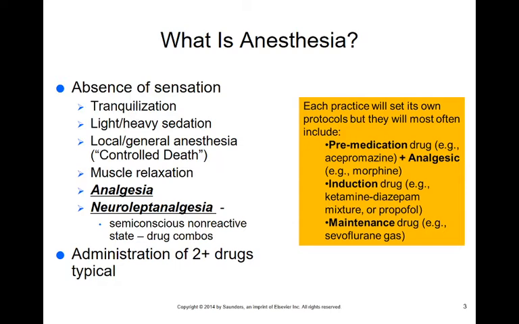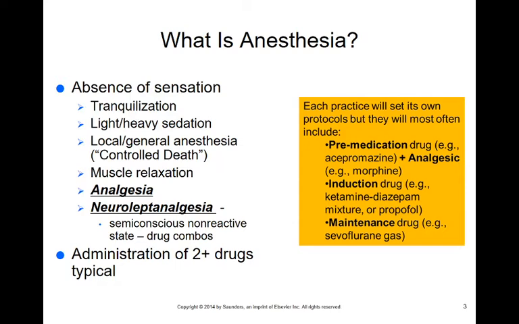Each practice that you go into is going to have its own set of protocols for anesthesia, but they're going to include things like a pre-medication. The pre-medication drug, one example would be acepromazine plus analgesic. Getting pain relief on board before we cause any type of pain is the best way to keep pain from occurring. So an analgesic, an example of that would be an opioid like morphine. From there, we use the pre-medication drugs because they help us to lower the doses of other medications that we have to use, and it helps to smooth the transition into anesthesia.